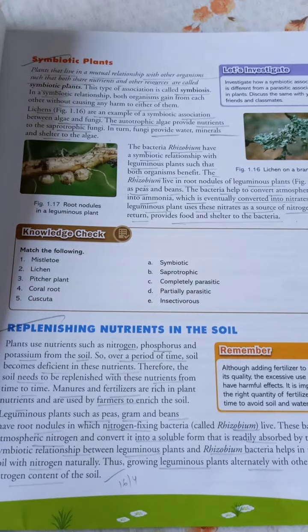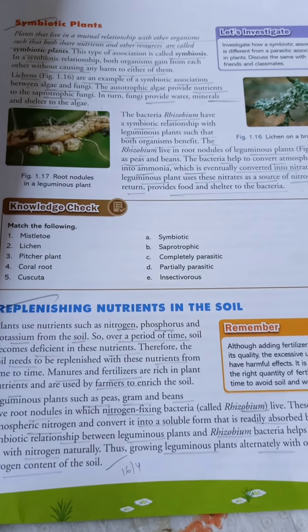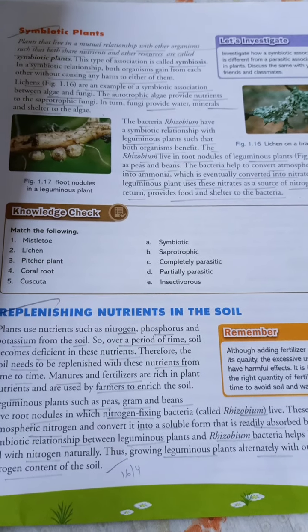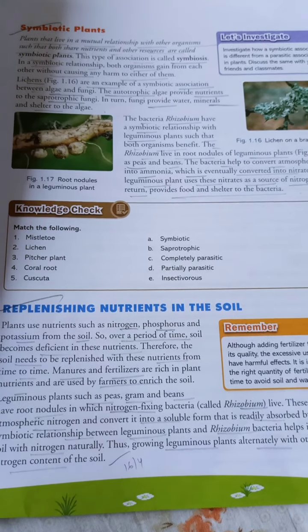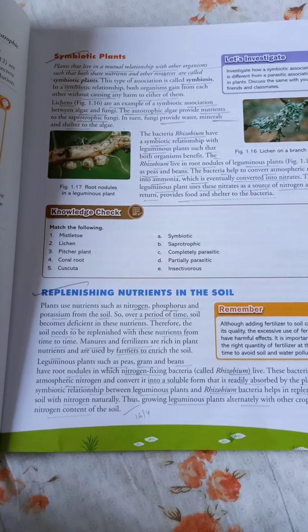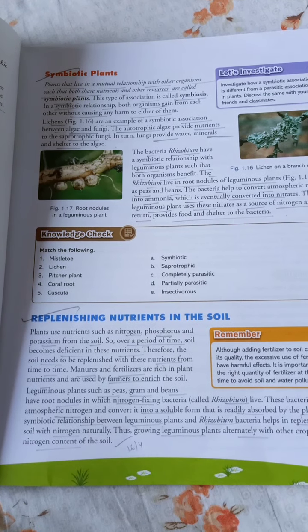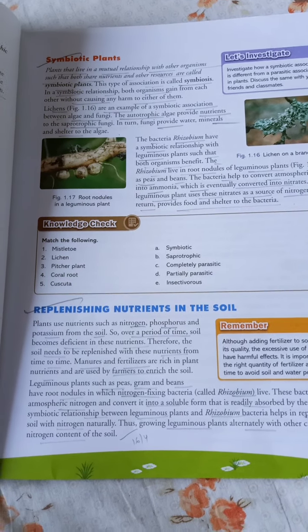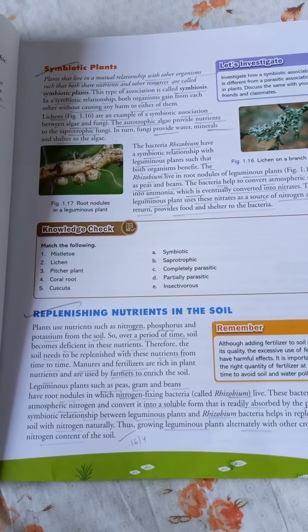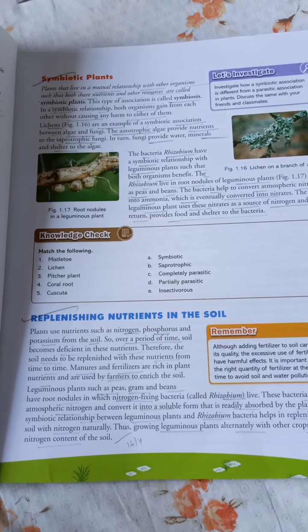Now symbiotic plants. Symbiotic plants means plants that live in a mutual relationship with one another, organisms that both can share nutrients and do not harm one another are called symbiotic plants. This type of association is called symbiosis. In a symbiotic relationship, both the organisms gain from each other without harming either of them.